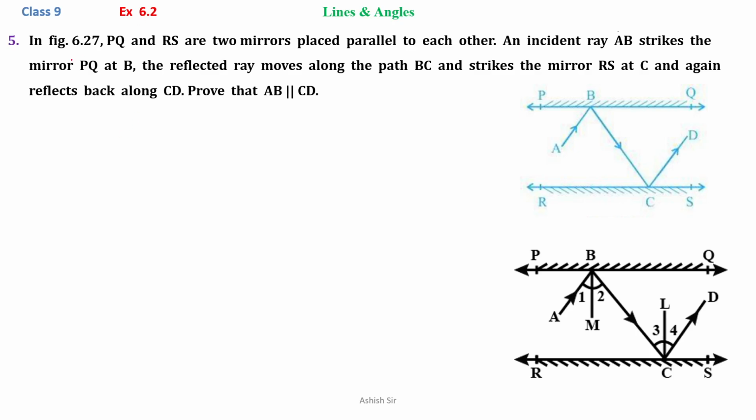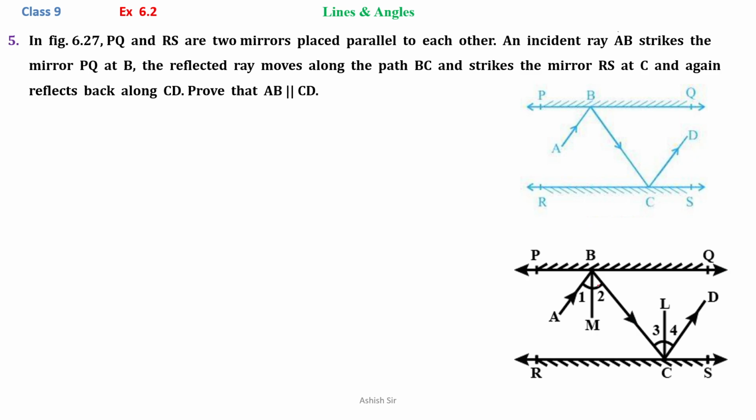Exercise 6.2, question number 5. In the figure, they have been given that there are two mirrors, PQ and RS, and they have shown that an incident ray AB strikes point B and gets reflected. The path of the light goes through BC, and again it gets reflected by the second mirror RS, and the path of the reflected light is CD. Now we have to prove that AB is parallel to CD.